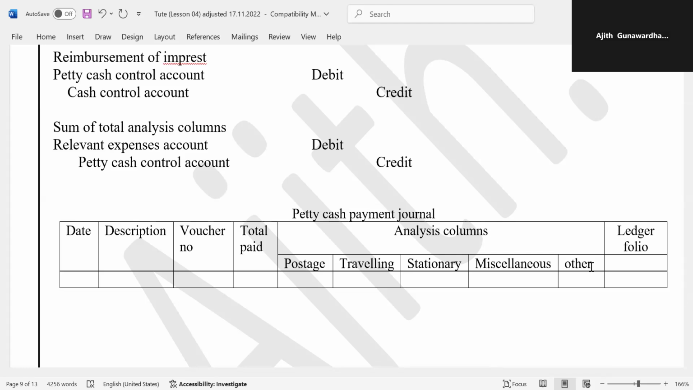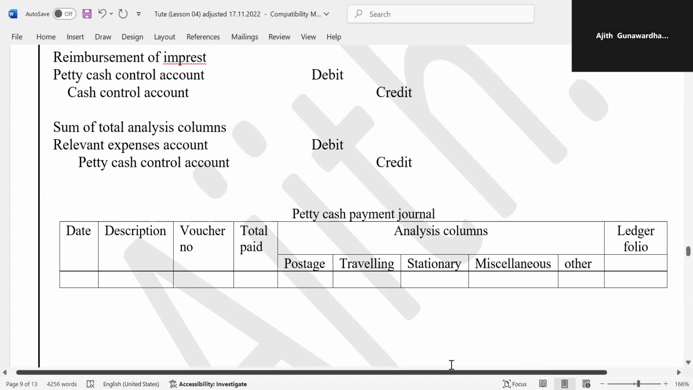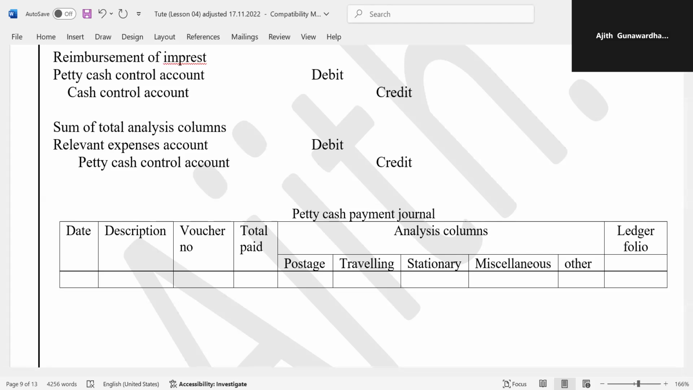Think, all the expense should be categorized. Expense should be categorized. By the end, you should understand how to record each and every transaction in the petty cash payment journal, as well as you have to know how to record those information in the ledger account also.